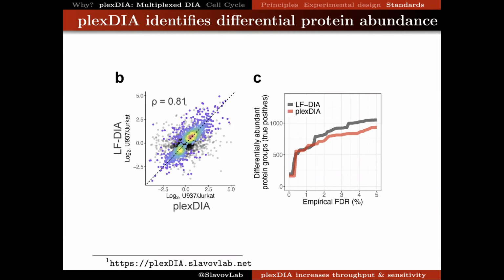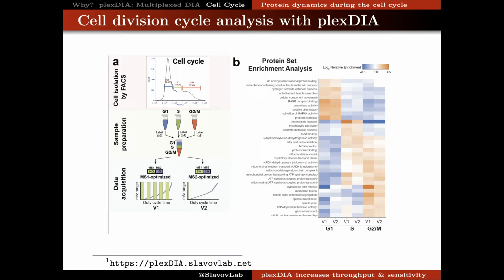Having found that plexDIA is able to increase throughput while preserving proteome coverage and quantitative accuracy, we used it for a biological experiment. In particular, we wanted to identify differentially abundant proteins during the mammalian cell division cycle, in this case of monocytic cell line. We did not want to block the cell division cycle because it's well known that blocking the cell division cycle results in major artifacts, and therefore what we measure may have to do more with artifacts than with biology.